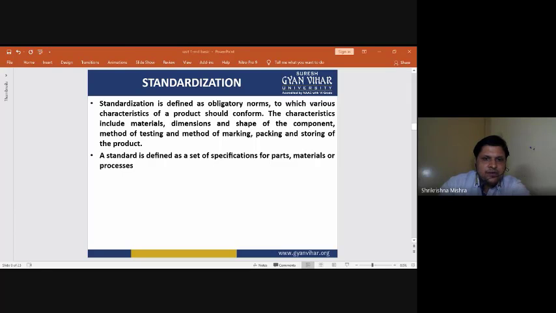Then comes the standard for engineering drawing of components. This is given by the Bureau of Indian Standards. All right. A standard, basically overall, we can say what is a standard. A standard is defined as the set of specifications for the part.